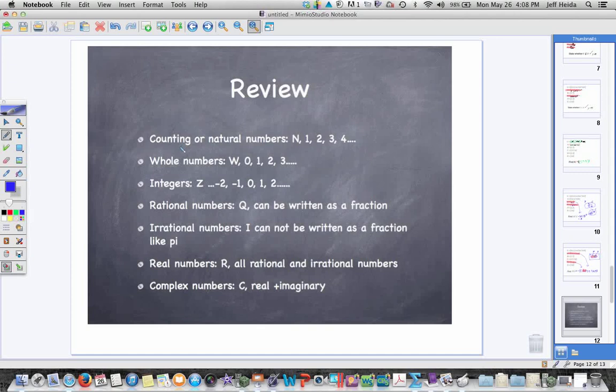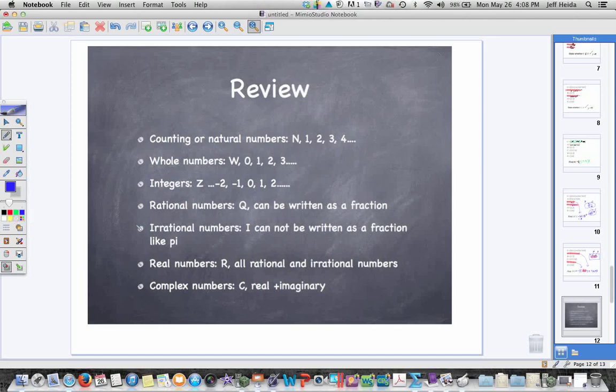So when you look at integers, since 0 is not negative or positive, if I say non-negative integers, it would be positive integers and 0. And then integers, you're quite familiar with those. Those are whole numbers, both positive and negative, added together.